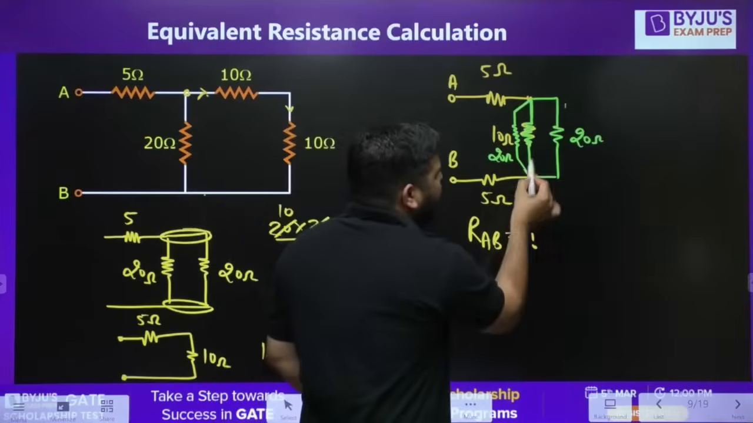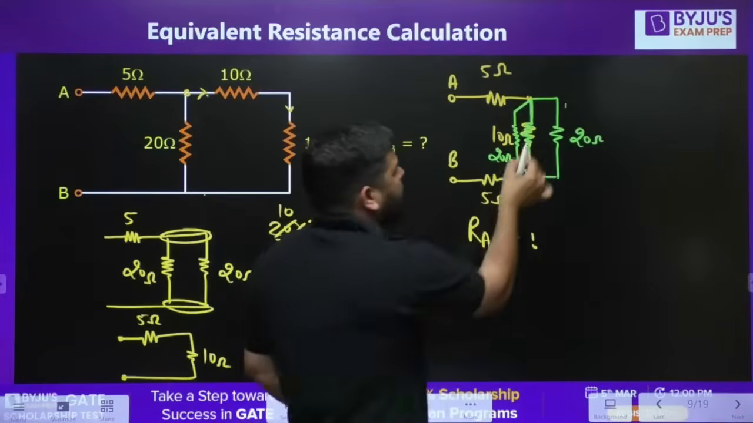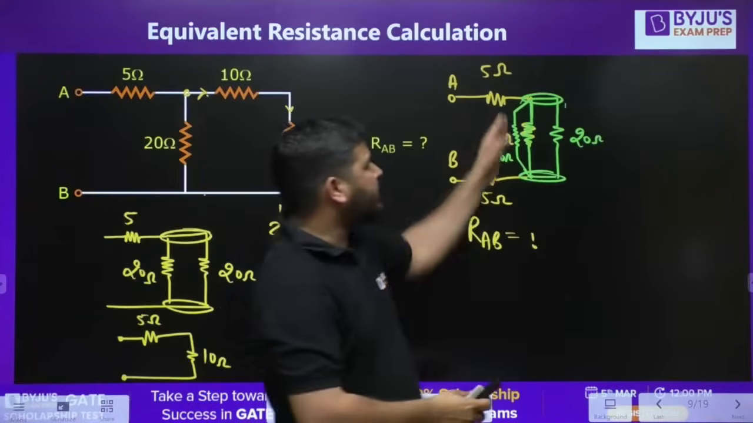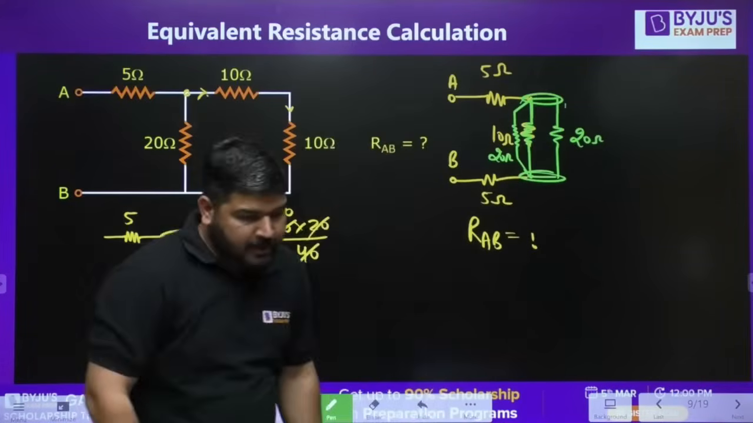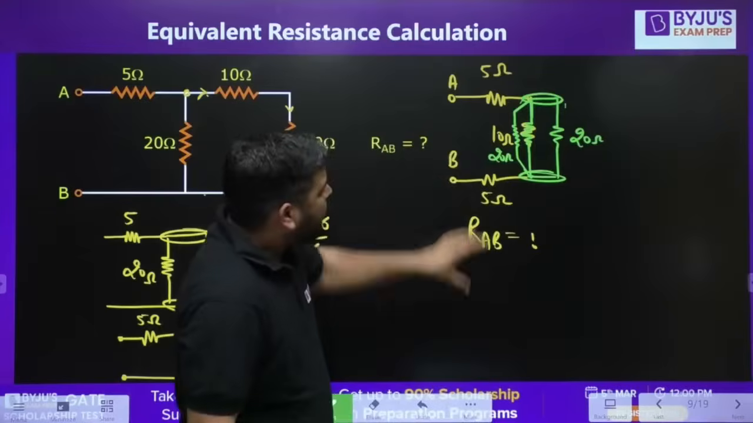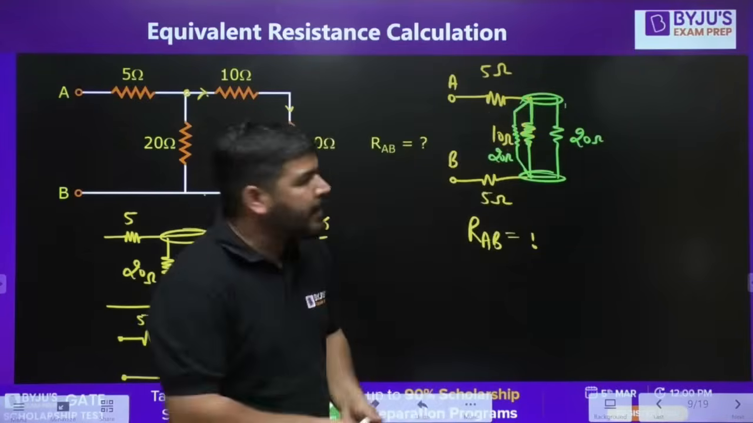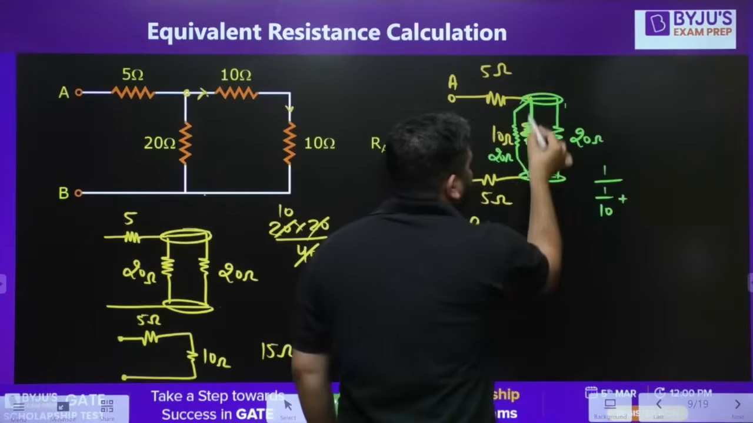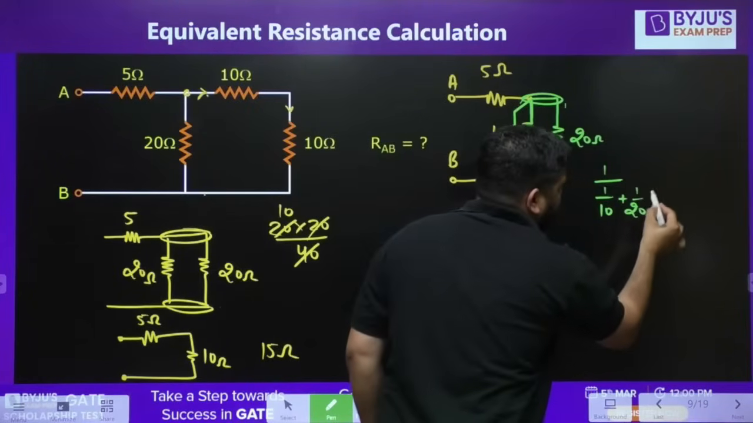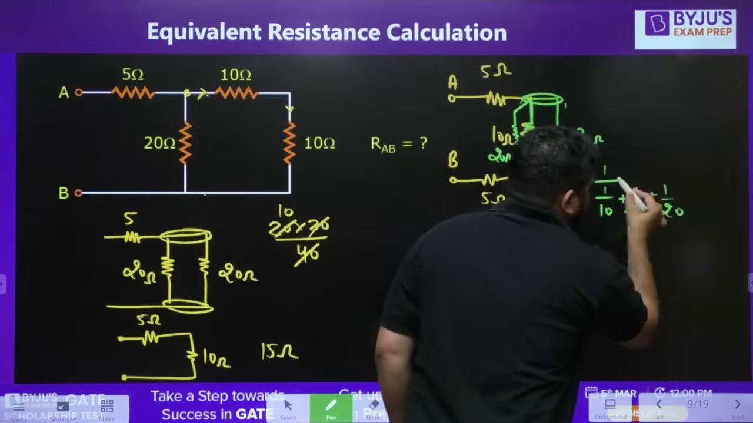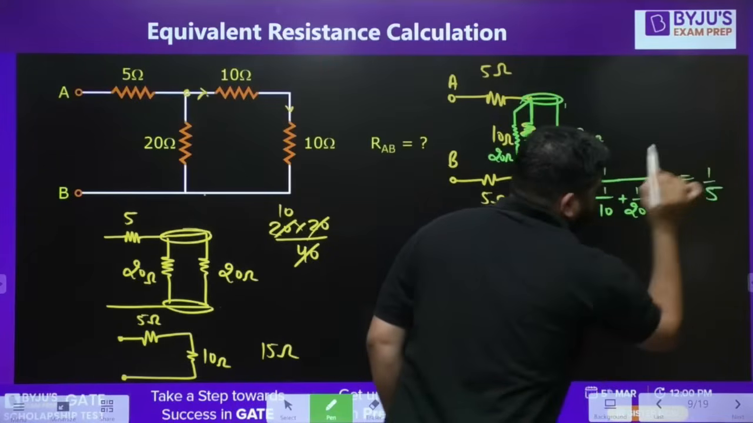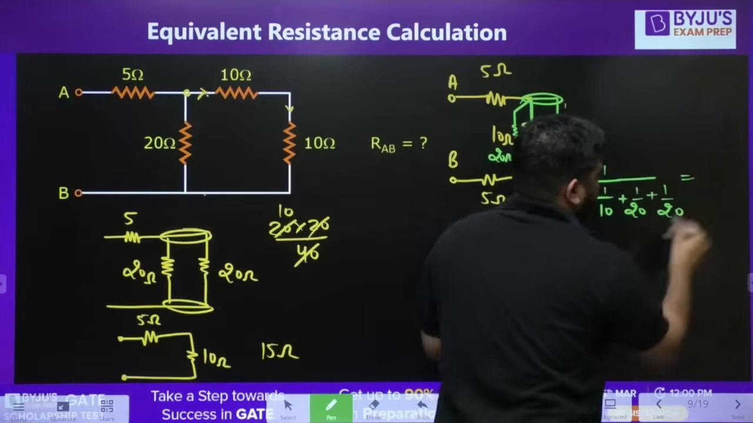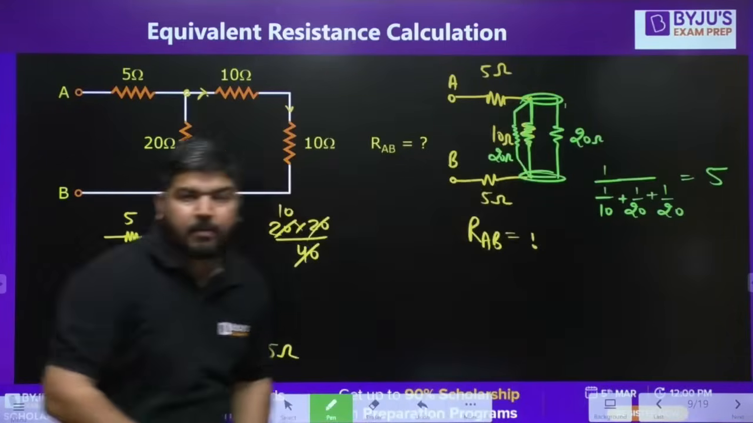Now can you calculate the parallel of these three resistances? Because they are in parallel, they have the same starting point, they have the same end point. So these three resistances are in parallel. Now tell me what is their equivalent resistance. Their equivalent resistance will be 1 upon 1 by 10 plus 1 by 20 plus 1 by 20. So it will be 1 by 5, I mean, it will be 5.